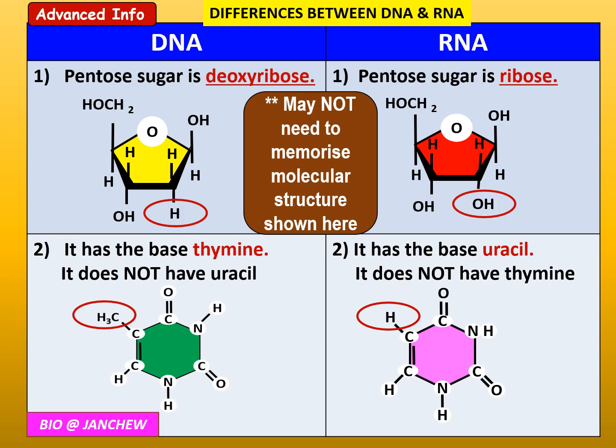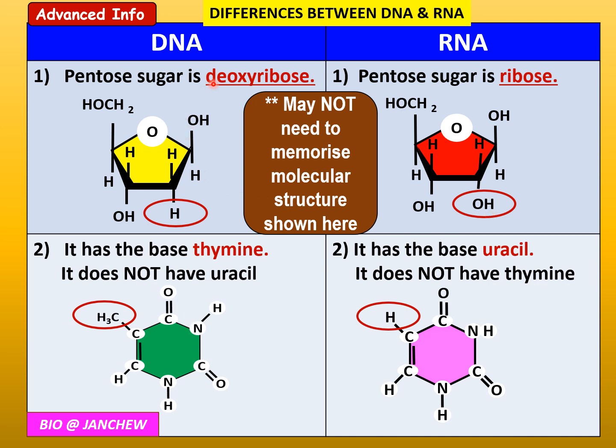Here's some advanced knowledge about the structure of the sugars, the deoxyribose and ribose, thymine and uracil, to show the differences between DNA and RNA. Now, you may not need to memorize these structures of these molecules, okay? Just understand the differences. Deoxyribose sugar looks like this, and ribose sugar is this. The difference is in this group here, or atom here. Deoxyribose has a hydrogen atom here, but ribose has a hydroxyl group here.